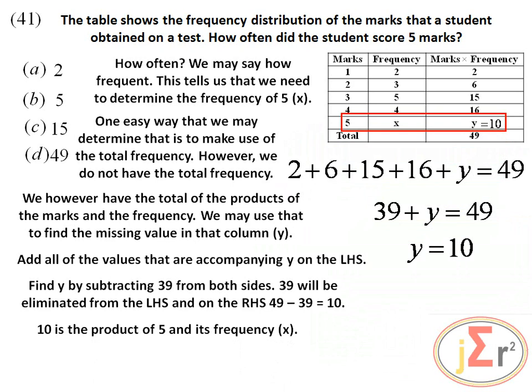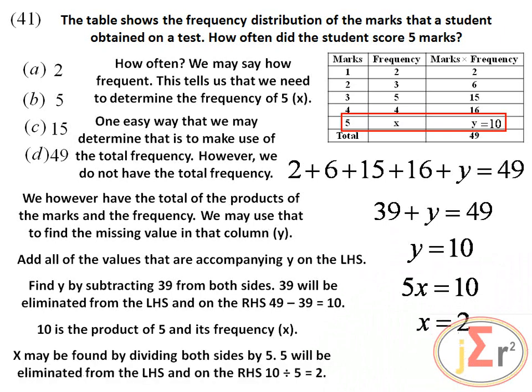10 is a product of 5 and its frequency. So 10 is equal to 5 times x. X is equal to 2. It's as easy as that. X may be found by dividing both sides by 5. 5 will be eliminated from the left hand side, and on the right hand side 10 divided by 5 is equal to 2. X is equal to 2. The correct answer is option A.